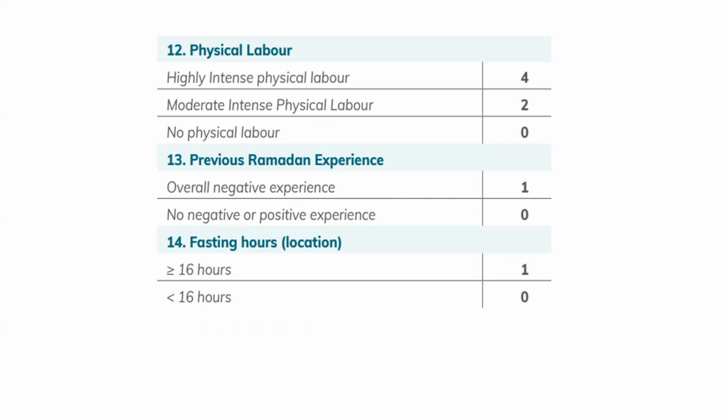Again, depending upon the country you're living in, the location, sometimes the hours of fasting may be more than or equal to 16 hours. That gives a risk score of 1. And if it is less than 16 hours, that gives a risk score of 0.